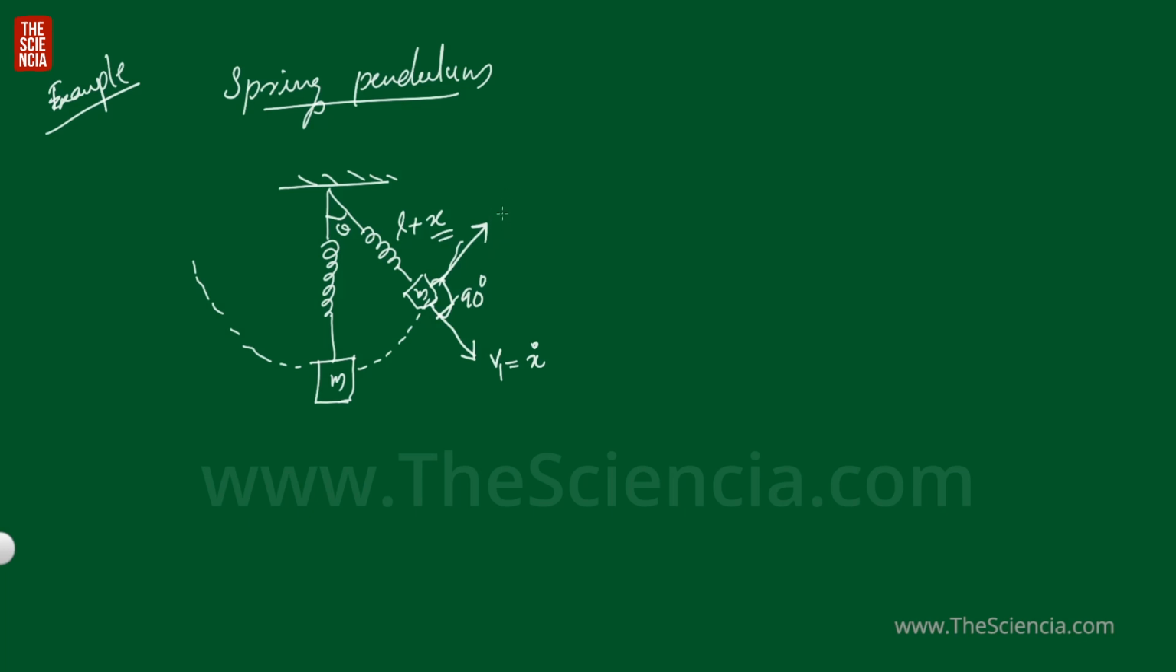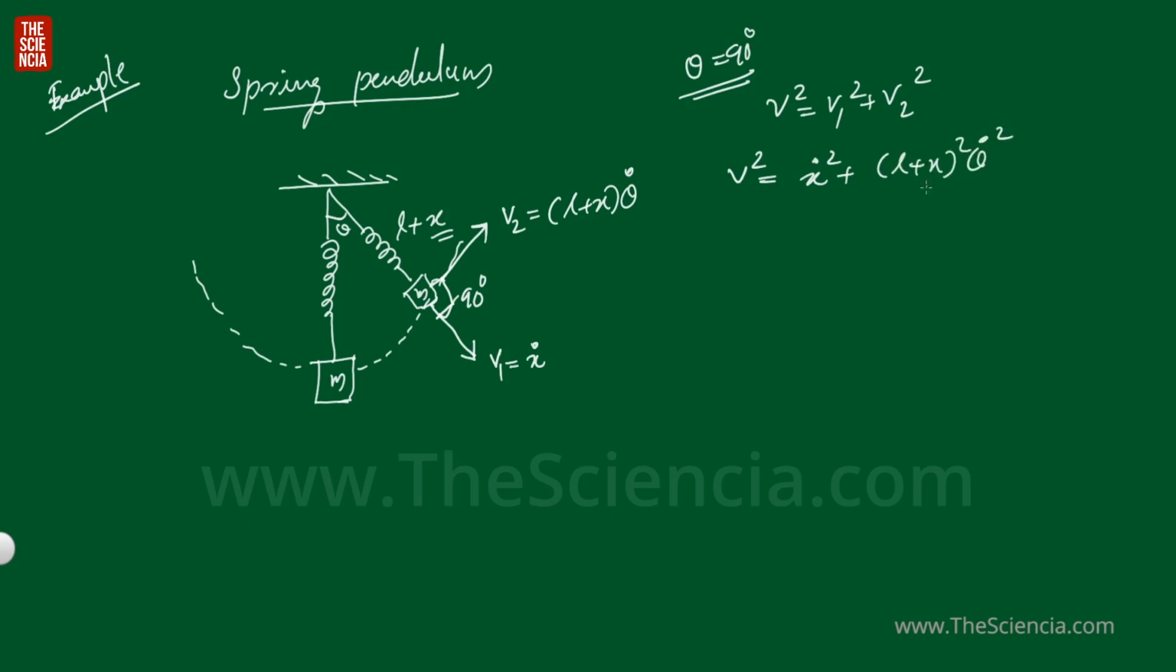And what will be this velocity? This will be equal to, similar to our simple pendulum, L plus x times theta dot. Here you see the angle is 90 degrees, and if it is 90 degrees, then v square will be equal to v1 square plus v2 square. So we get v square equal to x dot square plus L plus x all square theta dot square. Then the kinetic energy T will be equal to half m times x dot square plus L plus x all square theta dot square. And what will be the potential energy?